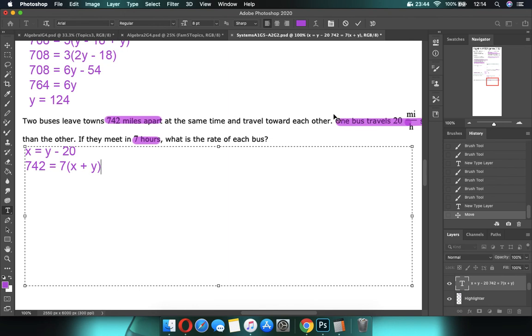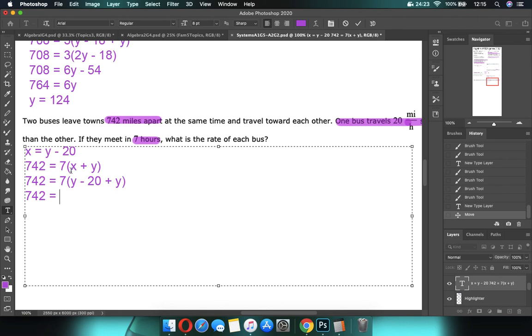So to back up again, one bus travels 20 clicks slower. Slower is subtraction. One bus travels 20 slower than the other. Distance equals rate times time. So 742 equals 7 times the 2 rates, because the thing with this specific topic is that they always give you 2 rates. So now we're going to plug in. So 742 equals 7 times y minus 20 plus y. Again, because the y minus 20 is what we're putting in for the x, we just yank out the x and plop in what the x is equal to. From there, we can algebra this out.